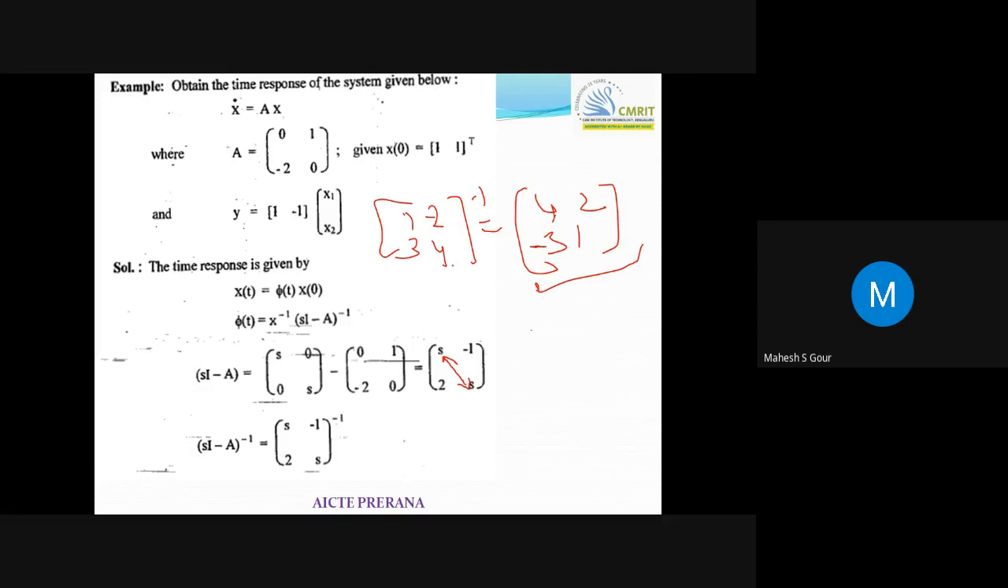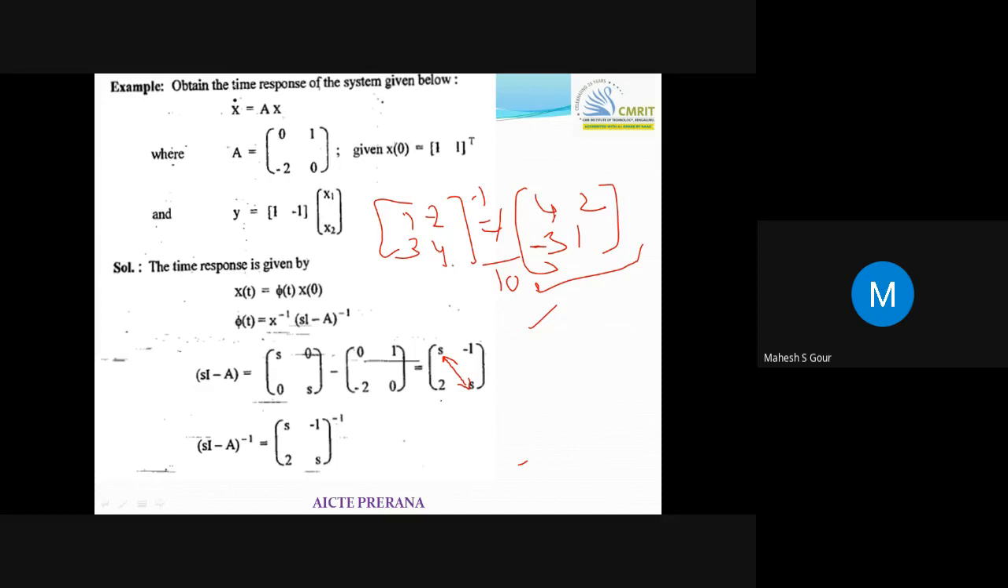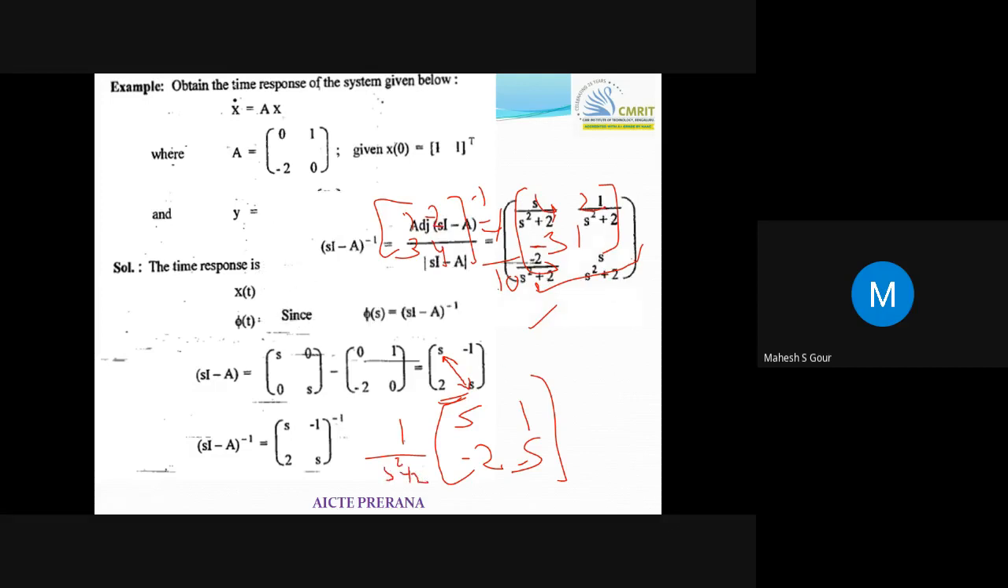Okay, sorry. So it should come as 1 divided by 4 into 1 plus 6, so it will be 1 by 10, right? The upper one was the adjoint I wrote, sorry for that, thank you. So it will be 1 by 10 times 4, 2, minus 3 and 1. Similarly, when you write it for this one, S and S remain the same, and this will become minus 2, divided by the determinant, that is s square plus 2. Right? So we're getting this.